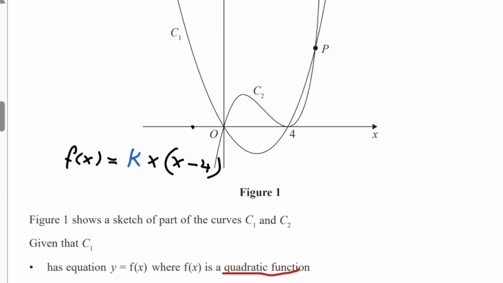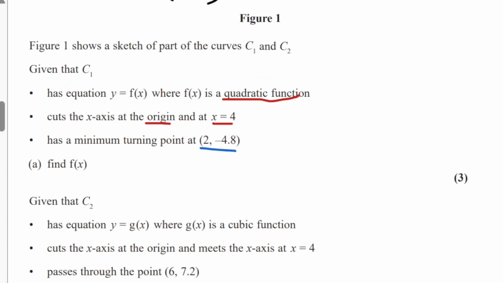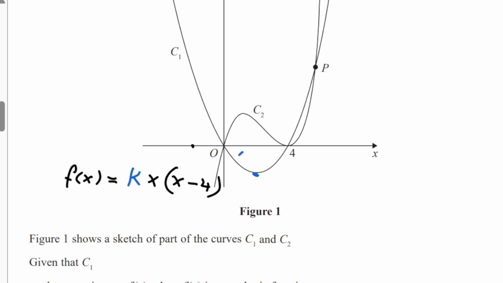So I'll just assume there is a constant, let's just call it k. This is the transformation or whatever happened to this function. So we need to find this k. How do you find it? They gave you the minimum point here. They told you the minimum point is 2 and negative 4.8, right? Now I can just substitute these values here. f of x is y always, so the value of f of x is negative 4.8 is equal to k, and then the value of x is 2, so it's 2 minus 4.